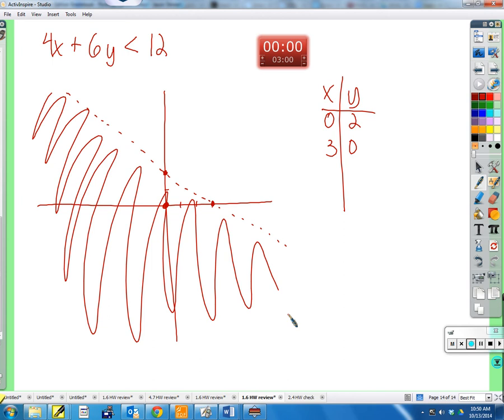If this was 4x plus 6y is greater than 12, well, then that point wouldn't have worked. And what we would have been doing is we would have taken a sample from the not shaded region. And so we just shade the up. Okay, that makes sense? Yes. Okay, so give this one a try.